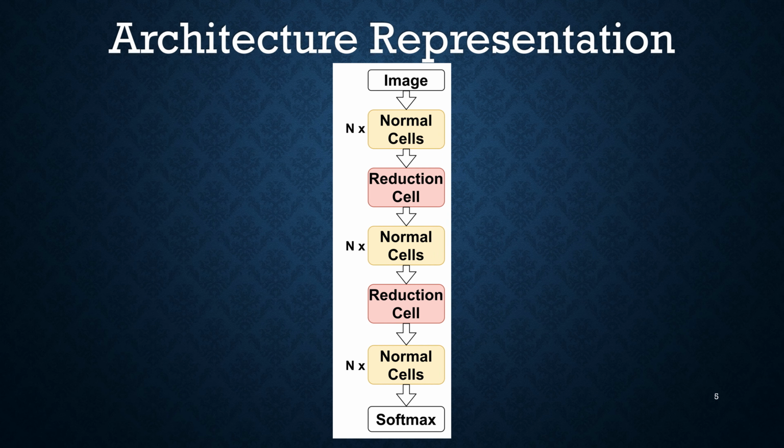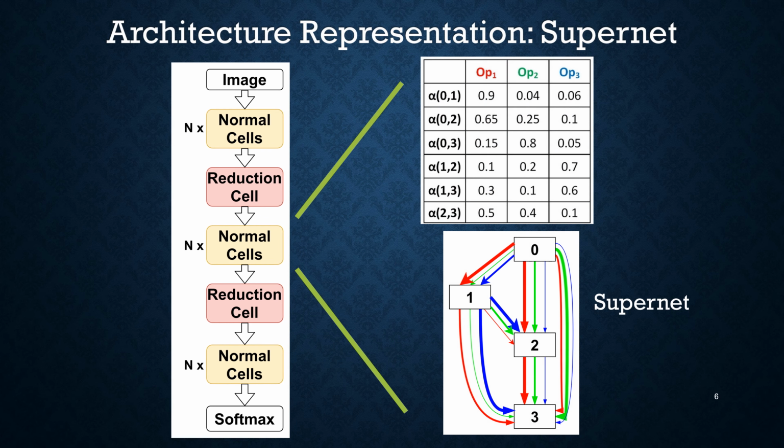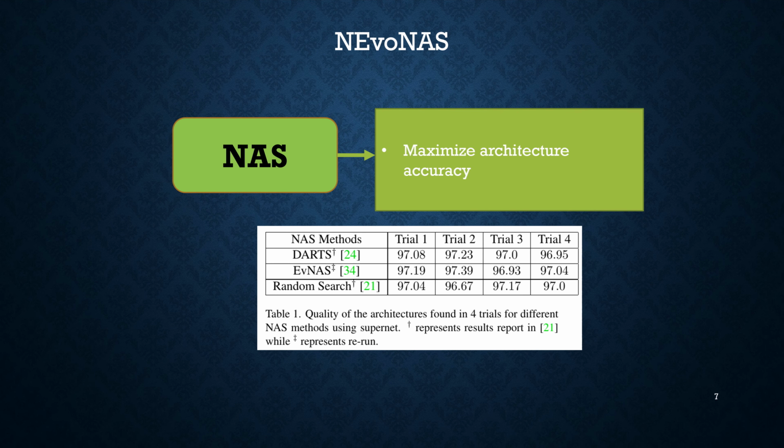So, now how do we represent an architecture? We use a supernet to represent all the architectures present in the search space, and to represent an architecture we use a 2D matrix called architecture parameter alpha. Any architecture search algorithm using supernet normally requires to be run multiple times to get a good architecture.